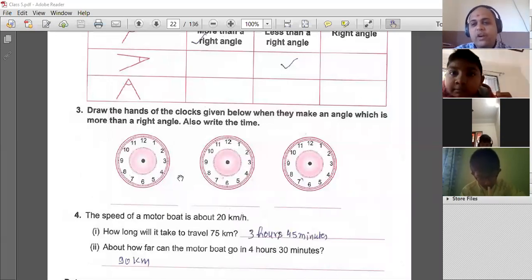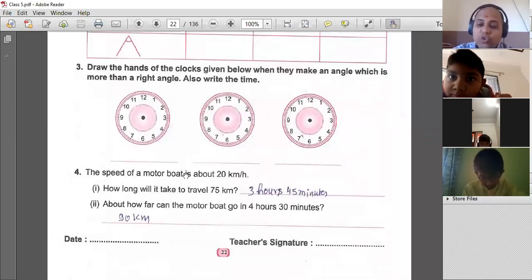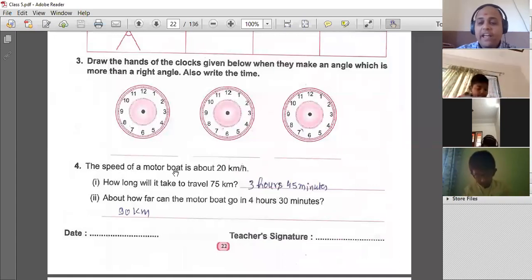You have to decide and you have to draw. I'm not going to help you here on this one. You have to think at what time the clock will be showing such a time where the angle between the two hands will be more than 90 degrees. It will be an obtuse angle.